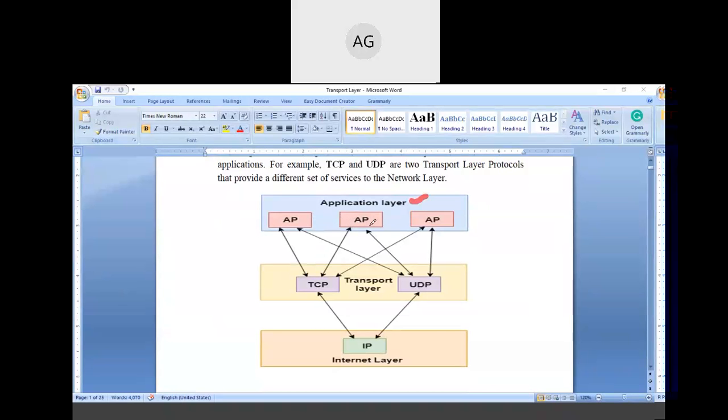So these processes going to... just a minute, some other participants are waiting in the lobby, so I am just allowing them.